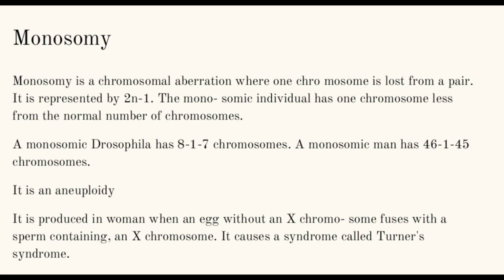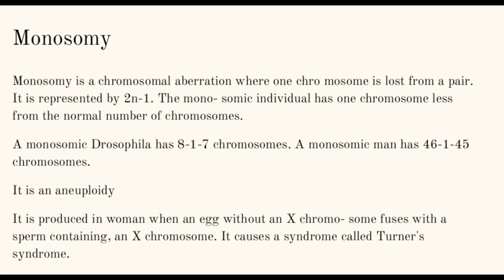Monosomy. Monosomy is a chromosomal aberration where one chromosome is lost from a pair. It is represented by 2n-1. The monosomic individual has one chromosome less from the normal number of chromosomes. A monosomic Drosophila has 7 chromosomes, a monosomic man has 45 chromosomes.